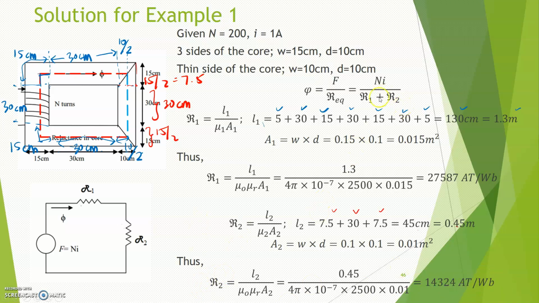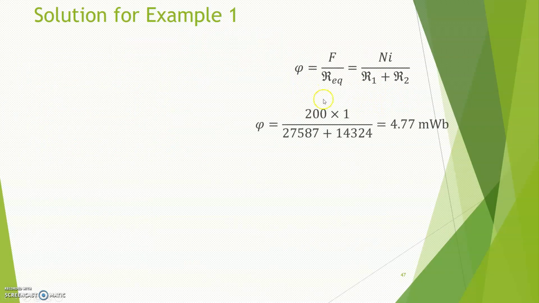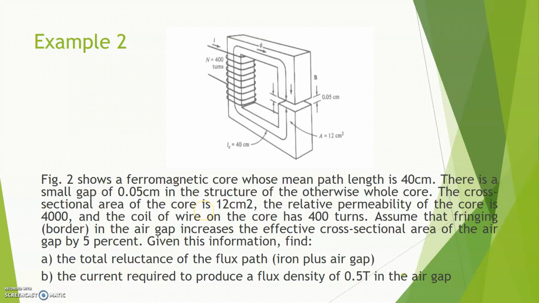Okay, alright. So once you get the value of reluctance number 1, reluctance number 2, you know the value of N, you know the value of I. Now you can calculate the total magnetic flux. Okay, so you just substitute the value into the equation. Then finally you got the total flux is equal to 4.77 milliweber. Alright, so this is the final answer. Okay, next we go to example number 2.